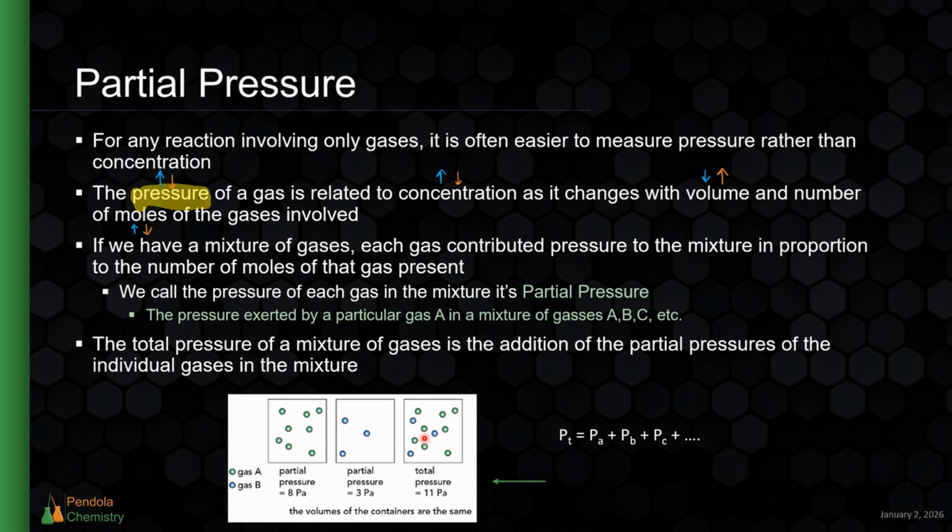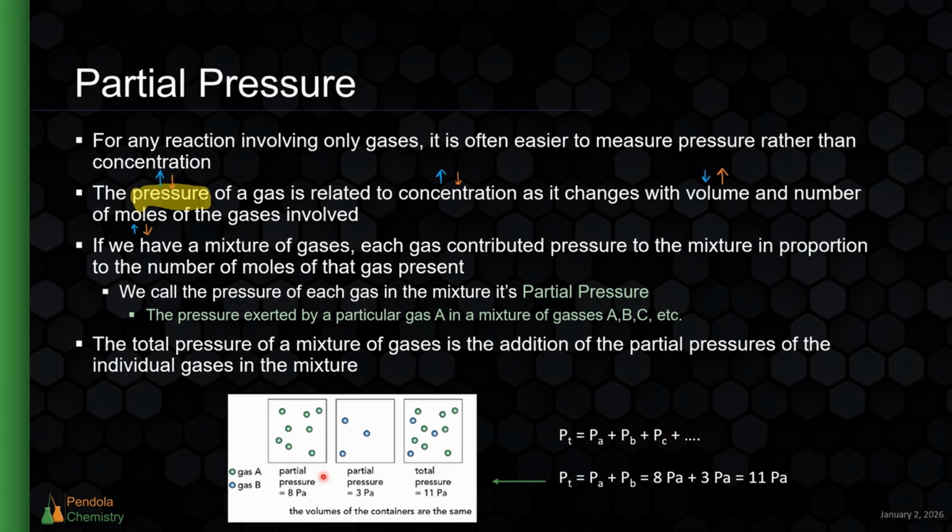So how can we relate total pressure to partial pressures? Well, the total pressure of a mixture is going to be equal to the addition of the pressures of the individual gases in that mixture. So if a mixture of gases is made of A, B, and C, then the total pressure in that container is going to be equal to the partial pressure of gas A plus the partial pressure of gas B plus the partial pressure of gas C, and so on and so forth, depending on how many gases you have.